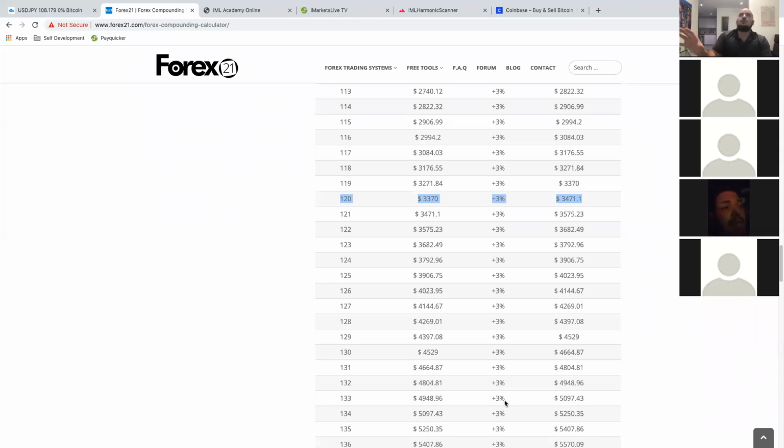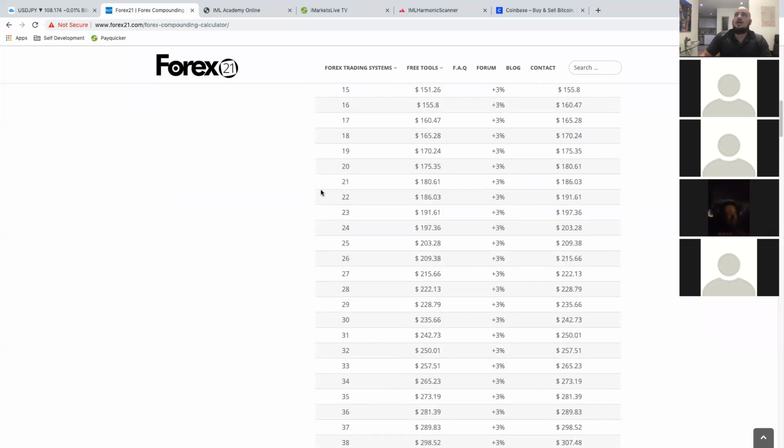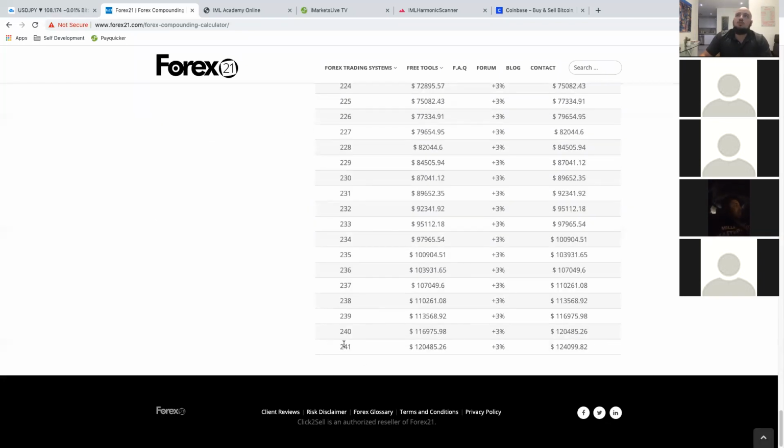Now, the reason I show you this chart, guys, is because I want you to be patient with the process. You're not going to be a 6-figure, 7-figure trader overnight. I want you to be patient. But if you have a long-term vision, guys, you could take a $100 account and 12 months later, 241 trading sessions later that you win at 3%, you could take a $100 account to over $100,000.